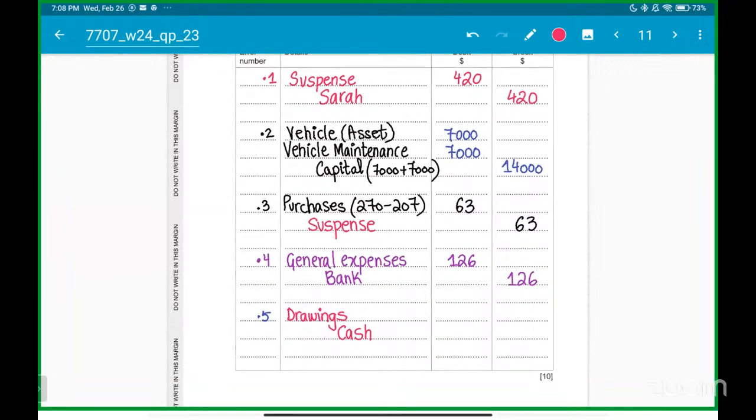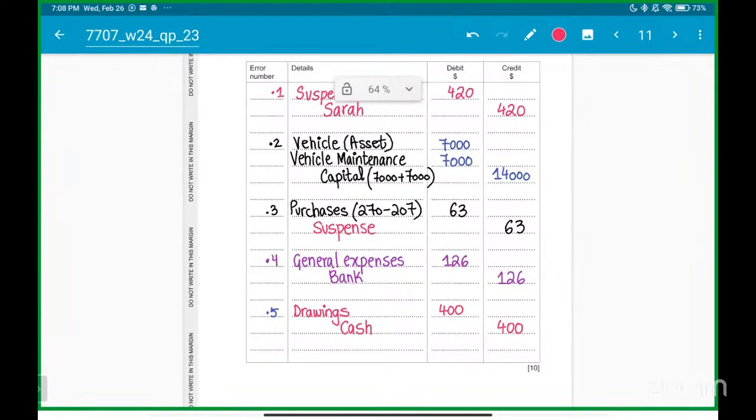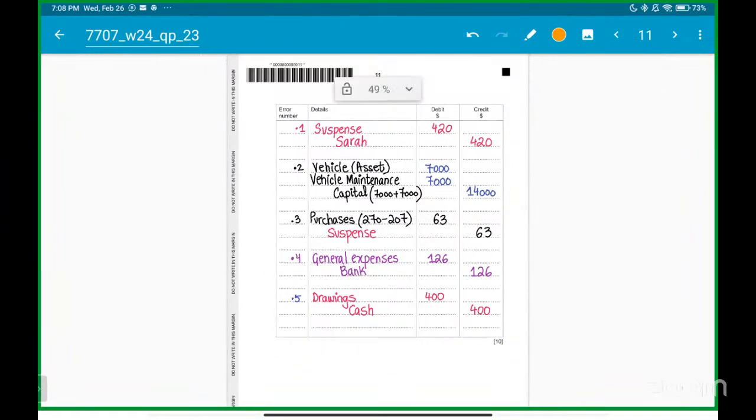So it will be, sir, drawings and cash, 200 and 200 makes it 400, 400. I'll repeat it again. Why the double amount? If I write 200 only, that only cancels out the error. Because drawings was recorded on the wrong side, we have to cancel both sides and then record it again. That's why it's the double thing. So that's how we get 10 marks out of the 20 marks. 50% of the question is done.